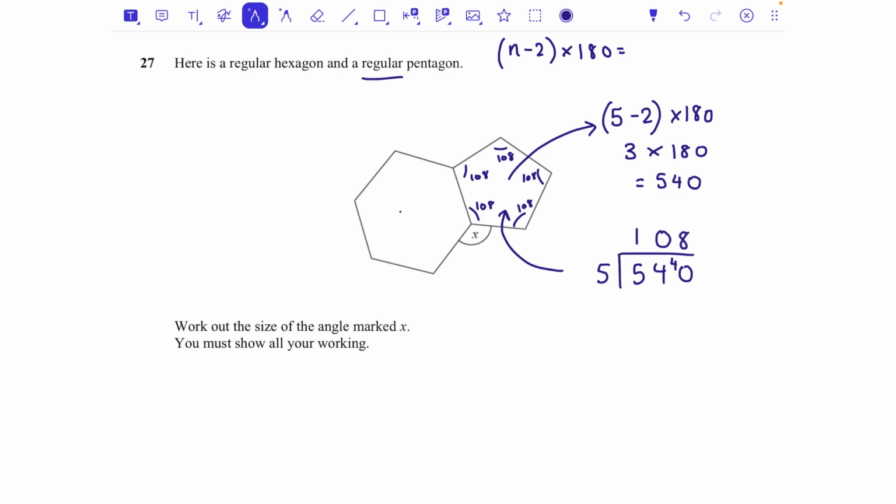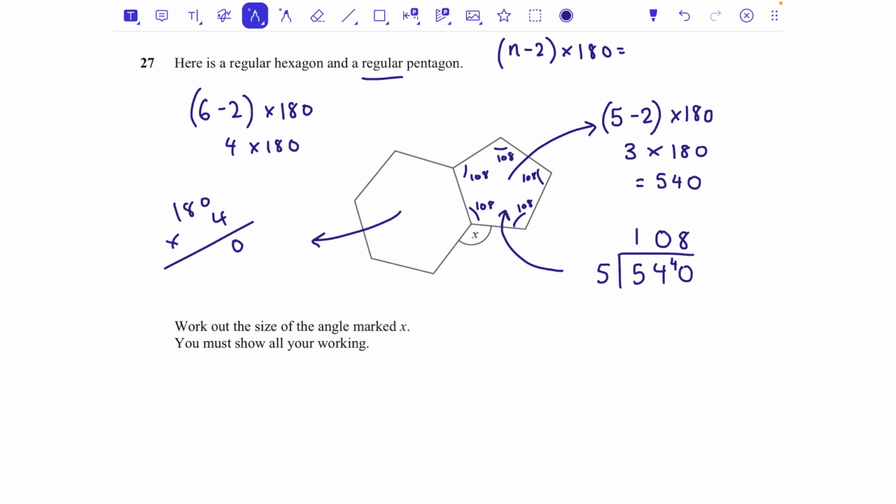Now on this side we have a hexagon. So again, if we want to know how many degrees fit inside that hexagon, we do the number of sides, which is 6, take away 2, and times it by 180. So 4 times 180, and you can do it like this if you need to.